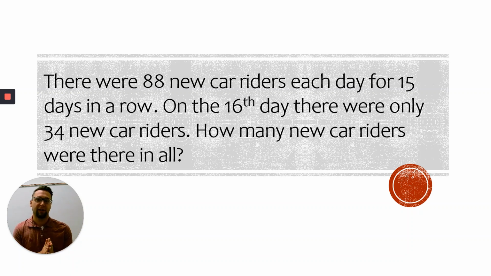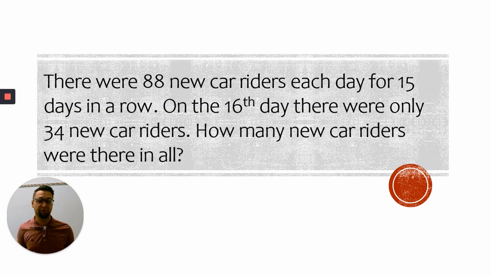Remember, with any math problem, we need to think about what the question's actually asking us to do. In this example, they're telling us to find the in all, to add it all up to find the total of how many new car riders there were in all the days, all 16 days added. Now, if we rushed here, we could make a silly mistake. We could just take the three numbers we see, since the question says in all, and just add up 88, 15, and 34. But that's not actually what we do.